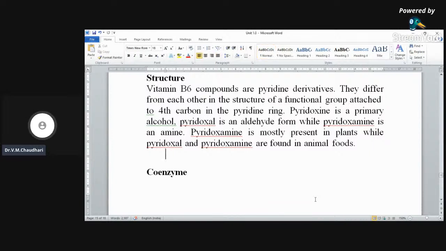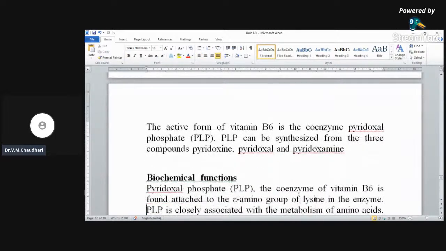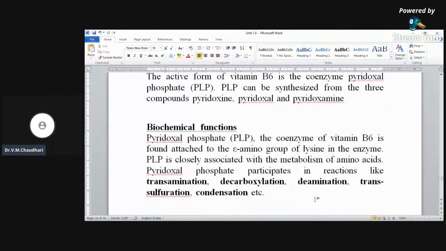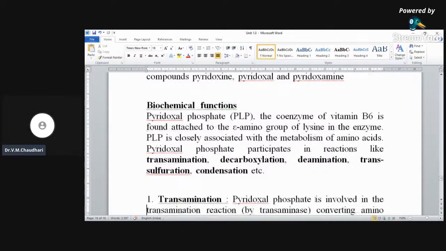Okay, so the coenzyme active form of this vitamin is pyridoxal phosphate, which can be synthesized from the three compounds pyridoxine, pyridoxal, and pyridoxamine. And what is the biochemical function of pyridoxal phosphate? Pyridoxal phosphate has an active role in transamination, decarboxylation, deamination, transsulfuration, and condensation reactions.